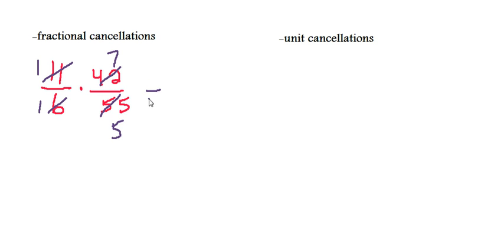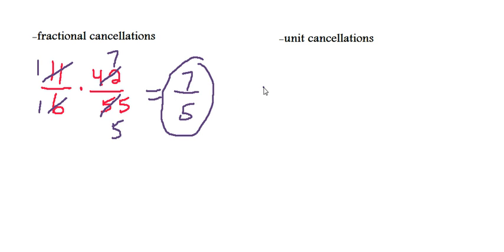Now I can go ahead and carry out the multiplication. In my numerator, I have 1 times 7, which is 7. And in the denominator, I have 1 times 5, which is 5. So there is an example of fractional cancellations. We're canceling numbers, common factors.